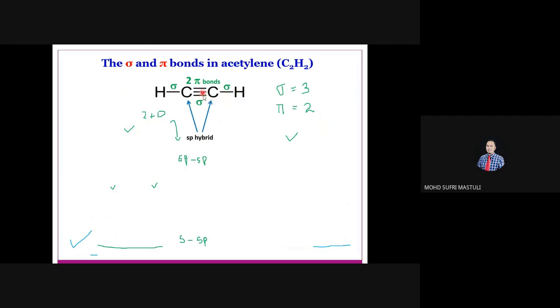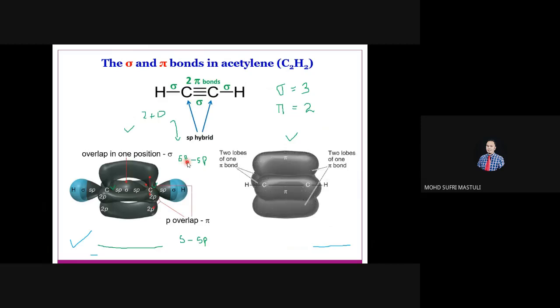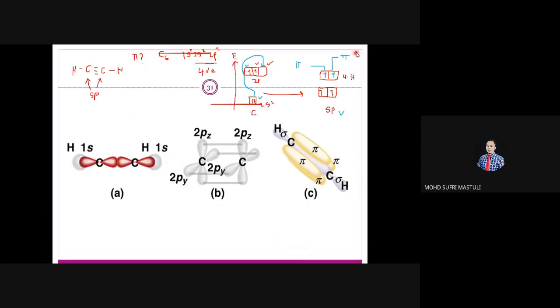For this molecule, sorry, it has single and also triple bonds. So in total, 3 sigma and 2 pi. Okay, the diagram looks similar. And I also explain to you how the pi component can be formed.